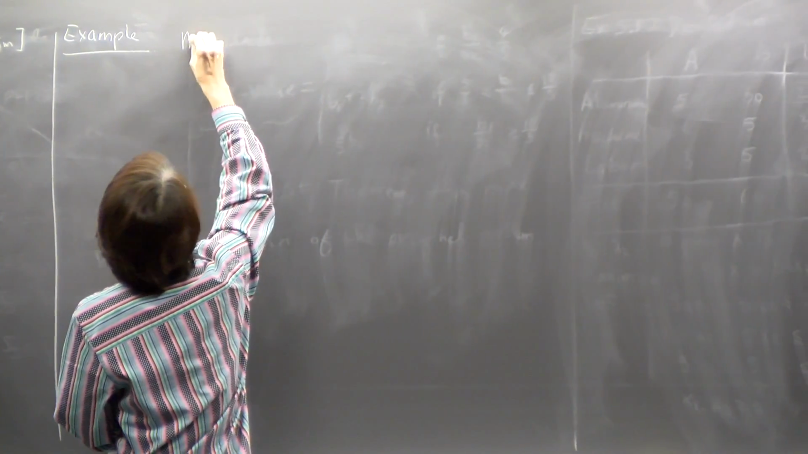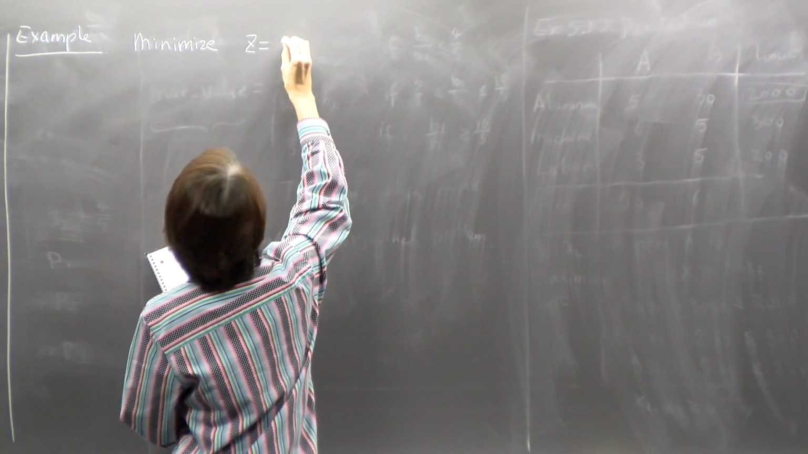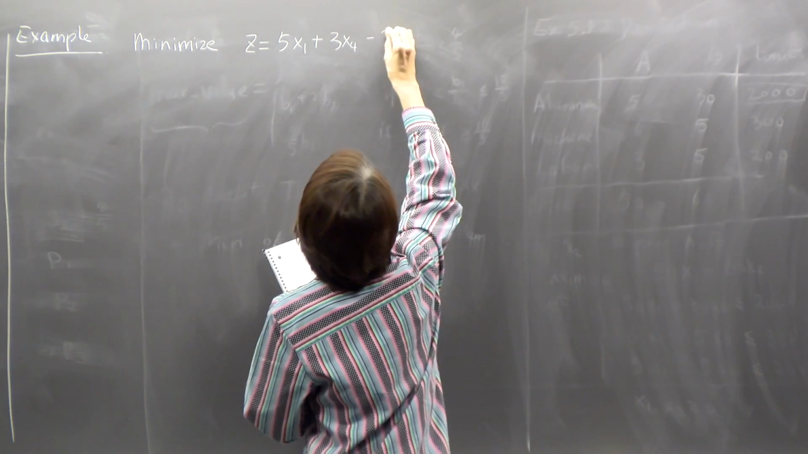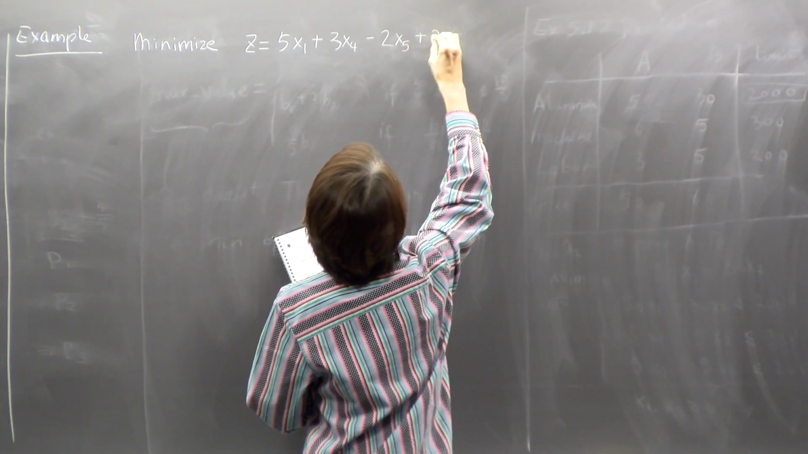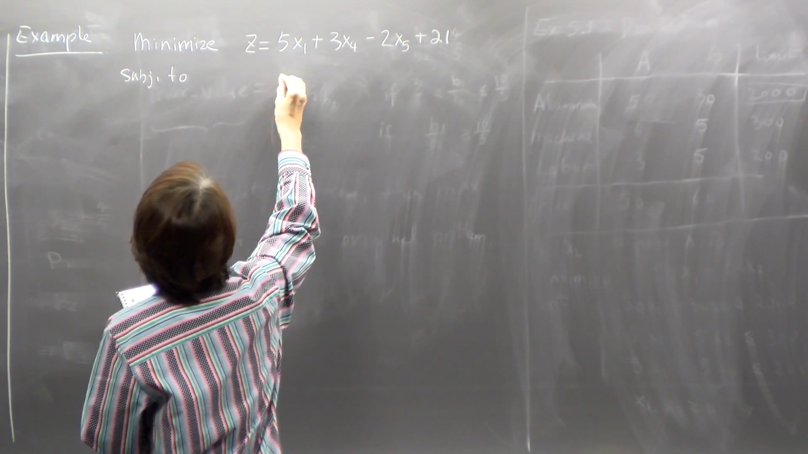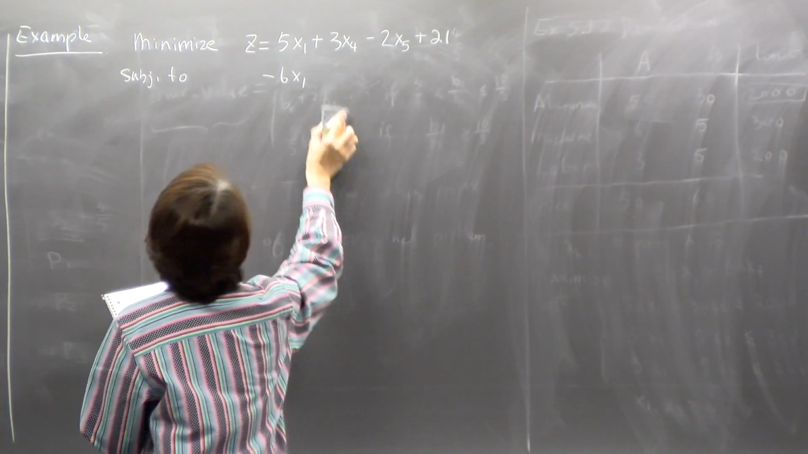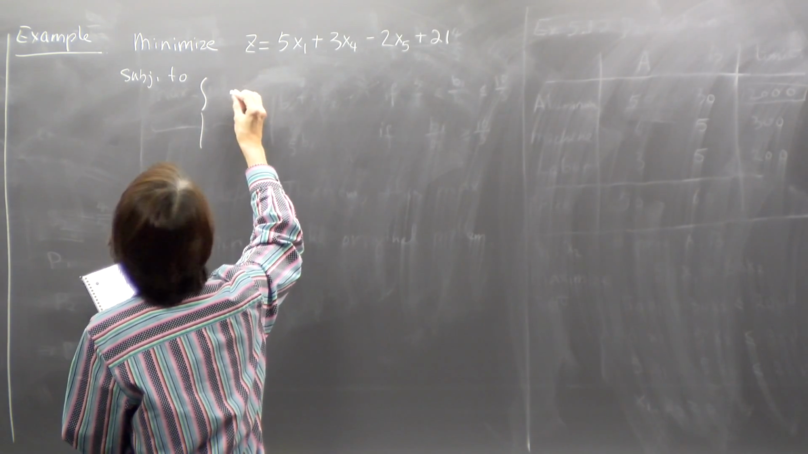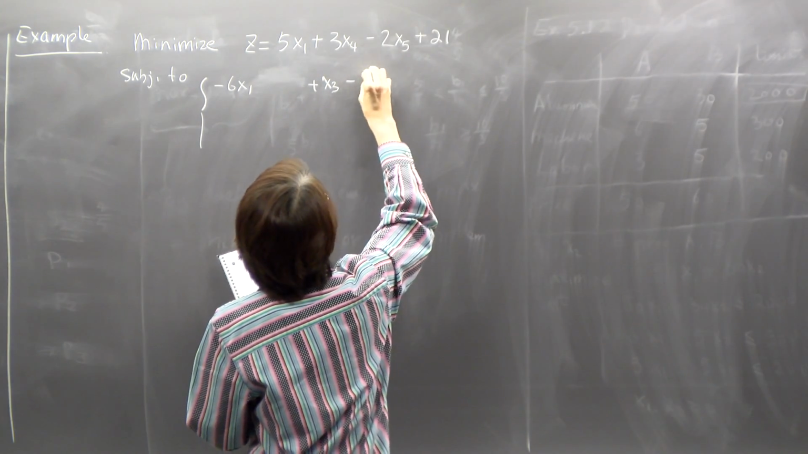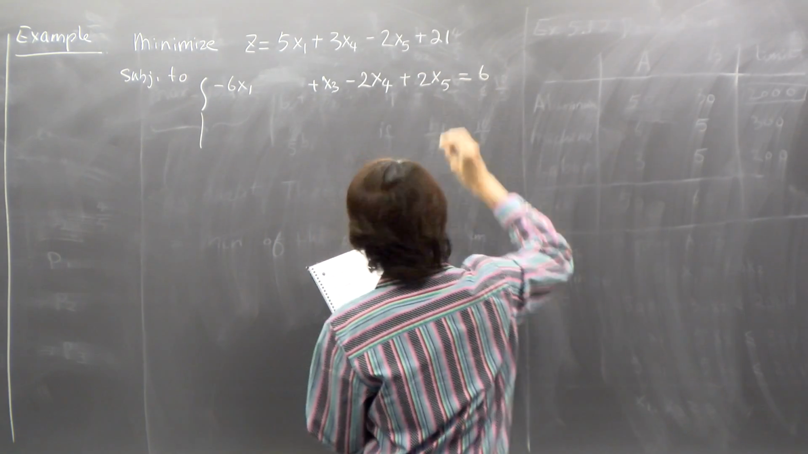Let's see. I want to minimize Z, which is 5x1 plus 3x4, minus 2x5 plus 21, subject to two constraints: -6x1 plus x3 minus 2x4 plus 2x5, and so on. This is in canonical form.